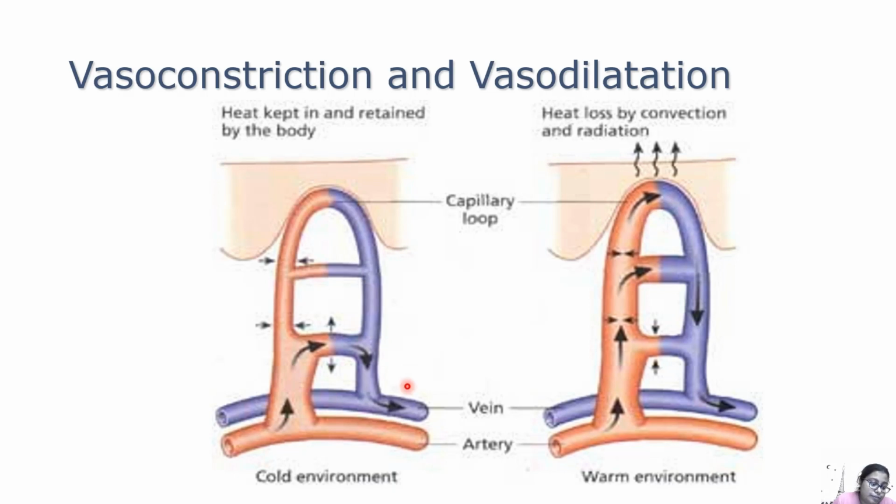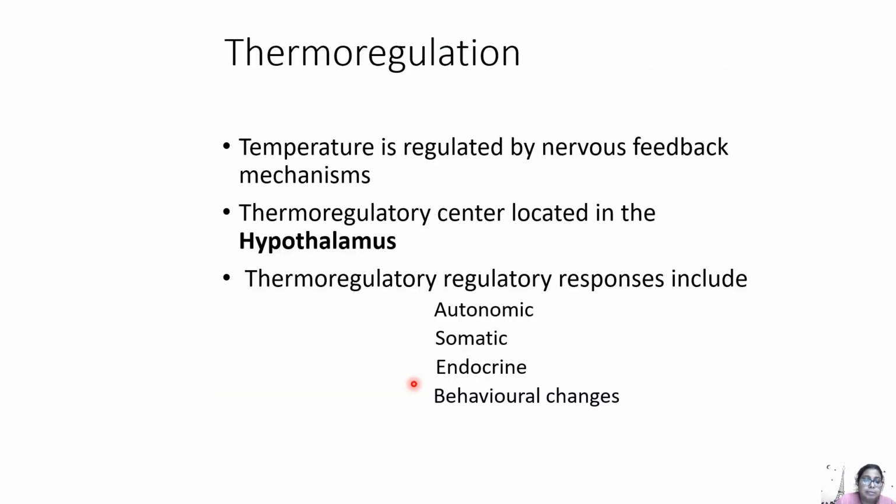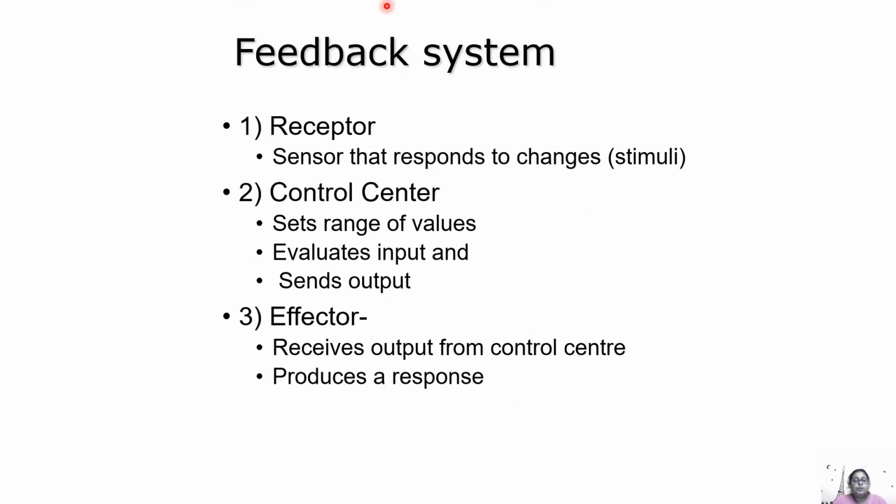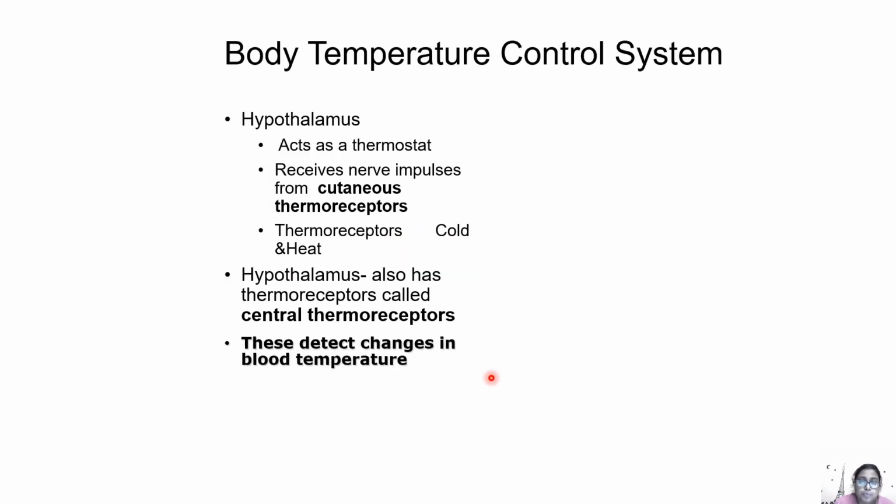As I said, frostbite occurs only when water within the cells begins to freeze, and this destroys the cell, causing damage as well. So we have talked about temperature regulation by these nervous feedback mechanisms controlled by the hypothalamus. We know the feedback system. There will be a receptor that will sense the changes. There will be a control center that will set a range of values. It will evaluate input and send output, and an effector will receive the output from the control center and provide a response.